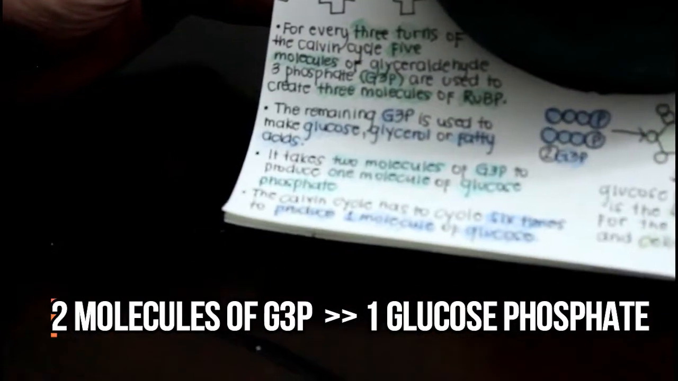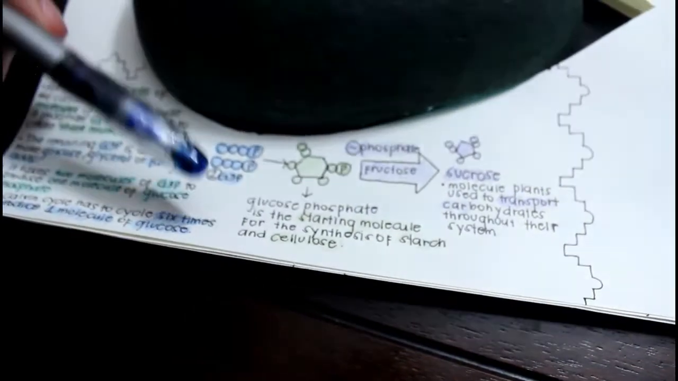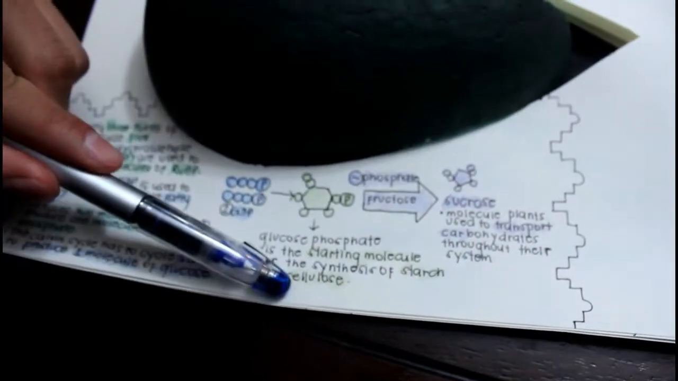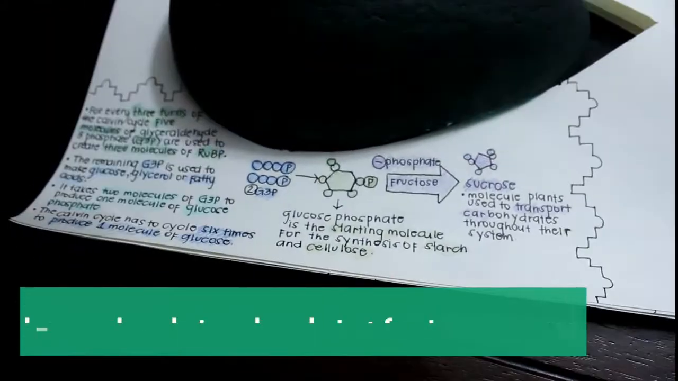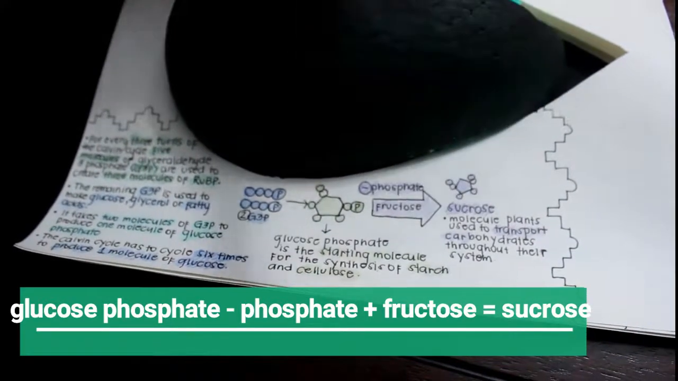It takes 2 molecules of G3P to produce 1 molecule of glucose phosphate. The Calvin cycle has to cycle 6 times to produce 1 molecule of glucose. That being said, glucose phosphate is a starting molecule for the synthesis of starch and cellulose. As you can see in this diagram, glucose phosphate, you can remove phosphate, add fructose, and that will create sucrose as the outcome.